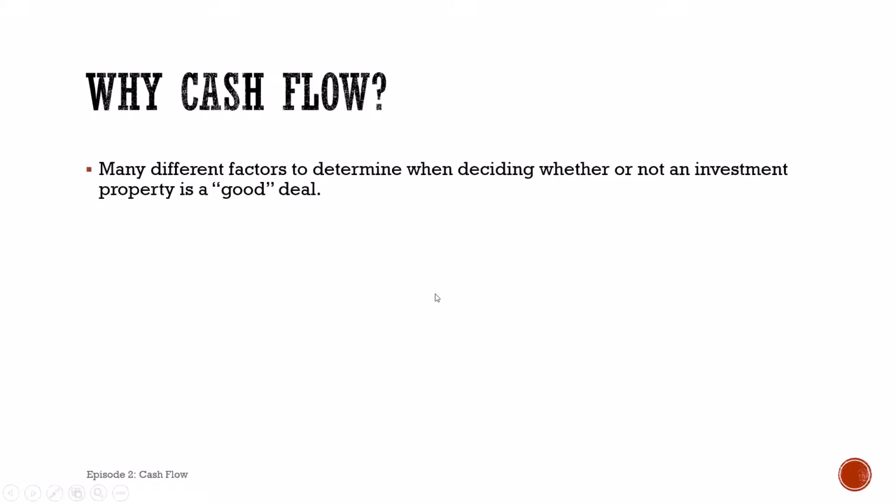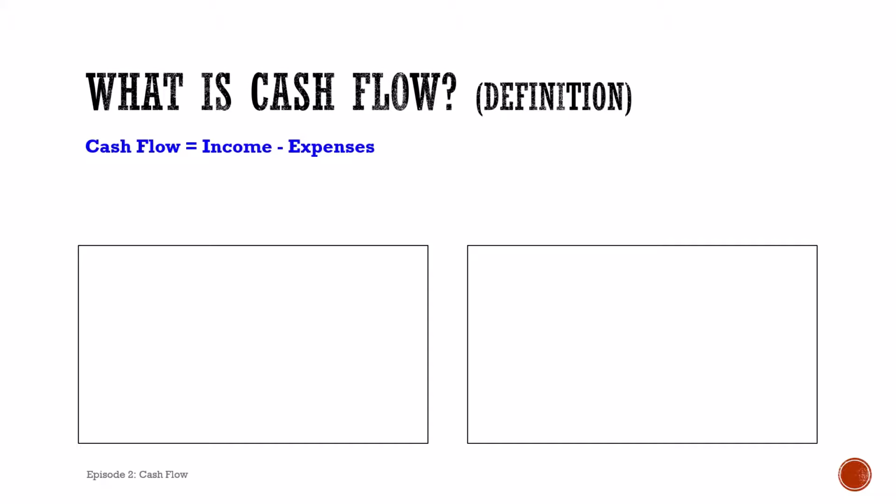Okay, so there are a lot of different factors that go into determining whether or not an investment property is a good deal. And cash flow is one of those factors. So simply put, cash flow is your income minus your expenses. And this is typically on a monthly basis. So what goes into income? For short, and to keep this example simple, it's rental income, whether it be from short-term rental or long-term rental. Every month, what you make in rent is your income.